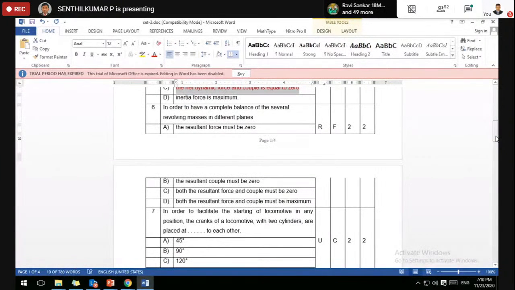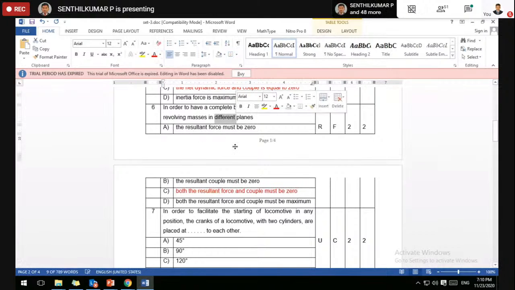Can you guess the answer for the sixth question? C, sir. Both resultant force and couple must be 0. Sometimes they will ask, instead of different planes, a single plane. Then there is no need to find the couple. Force alone is enough.